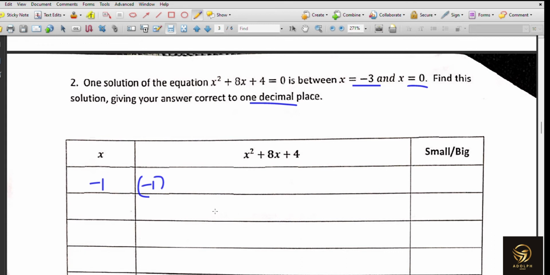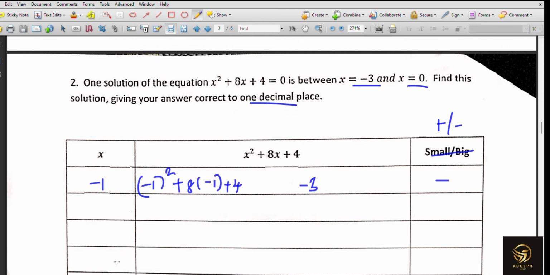If you have a negative value, negative 1 squared plus 8 into negative 1 plus 4. If you type this in your calculator, I think you will be getting negative 3. It is negative. And the next whole number I can try is 0. Obviously, the answer is going to be in between.